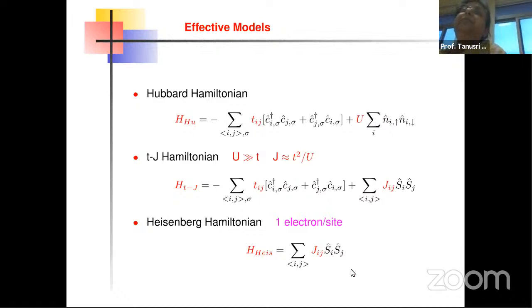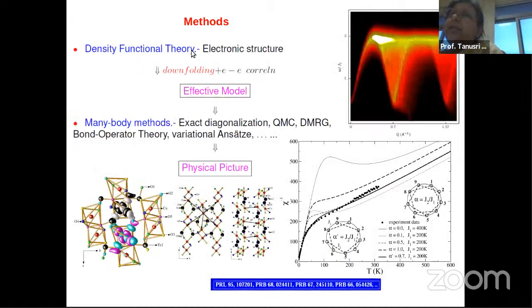So as I said, the idea is you start with the density functional theory, do the electronic structure calculation, then do the downfolding. Therefore, you can pick up only the bands which are close to the Fermi level, add the electron-electron correlation, come up with an effective spin model, and then you use a many-body method like exact diagonalization, QMC or DMRG to arrive at a physical picture. And we have done it for many compounds, by calculating the magnetic susceptibility, which can be indeed compared with the measured magnetic susceptibility, or calculating the spin wave spectrum, which can be compared with the neutron experiment.